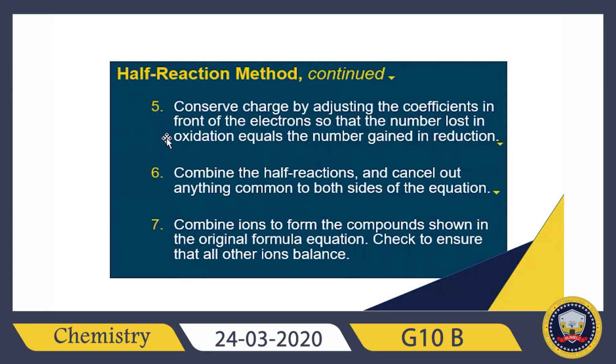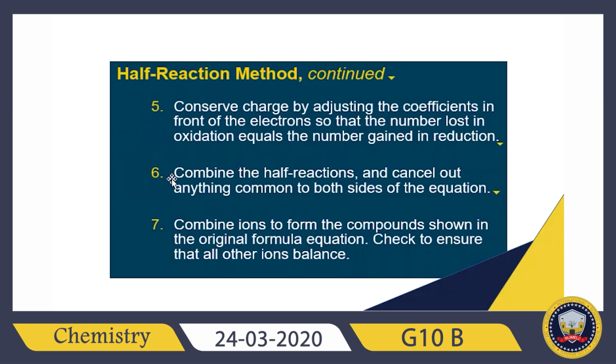So here we should make sure that the number of electrons gained or lost for both of the reactions is equal to each other, and we'll see, inshallah, how we can do it when we start solving our first problem. So for step number 5, inshallah, it is clear.